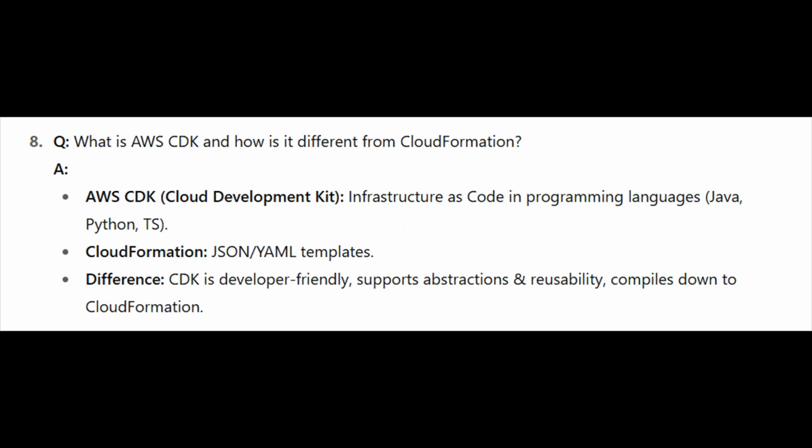What is AWS CDK and how is it different from CloudFormation? AWS CDK, Cloud Development Kit: infrastructure as code in programming languages, Java, Python, TypeScript. CloudFormation: JSON/YAML templates. Difference: CDK is developer-friendly, supports abstractions and reusability, and compiles down to CloudFormation.